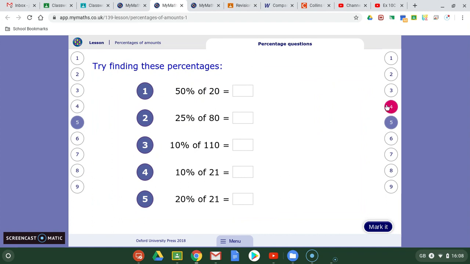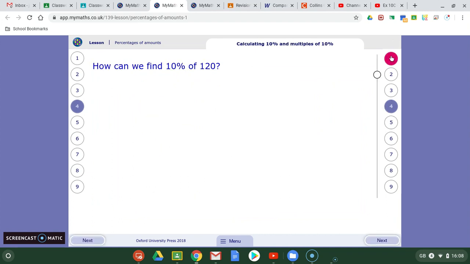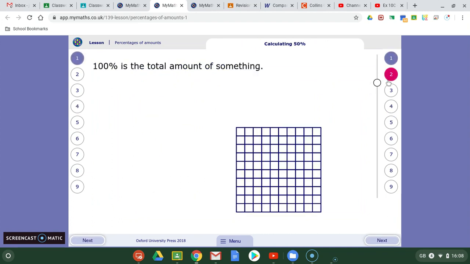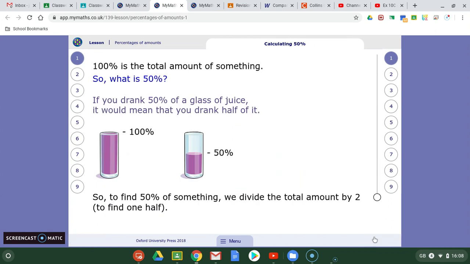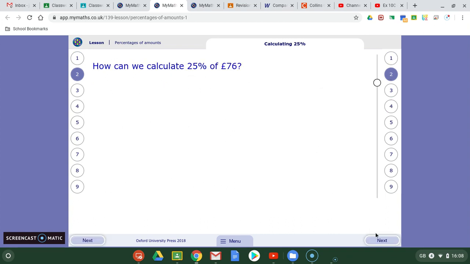Okay, so if you need to, let's just do a quick recap. So how do we find 50% of something? Well, we divide it by 2. Okay, divide the total amount by 2. To find 25%, you could find 50%, then half it, or you could divide by 4. Same thing. To find 75%, you could do 50% and add the 25%. Or you could do 25% times by 3. Gets you the same answer. And lastly, how do we find 10%? We divide the number by 10.